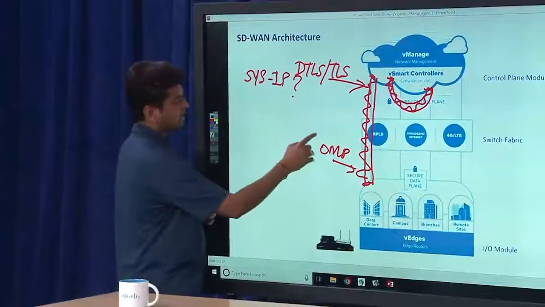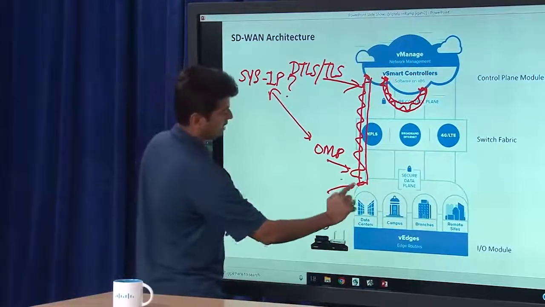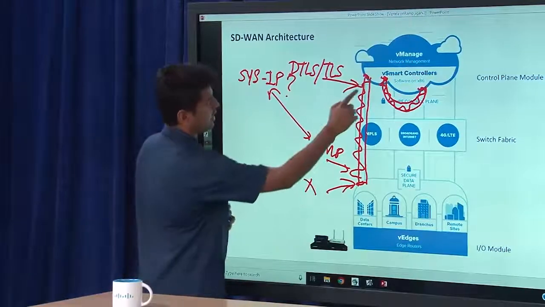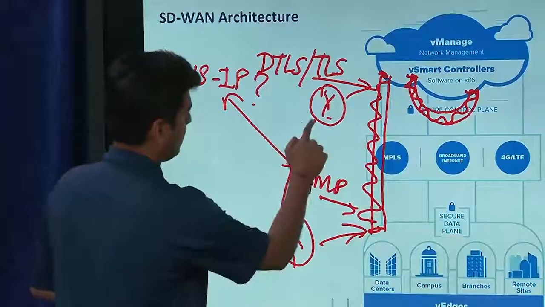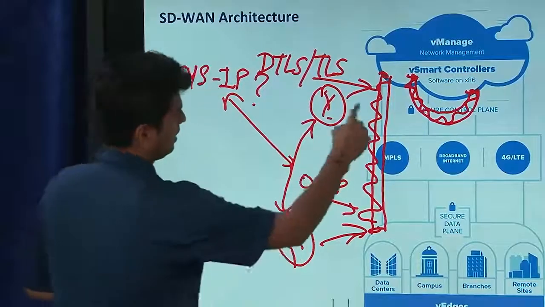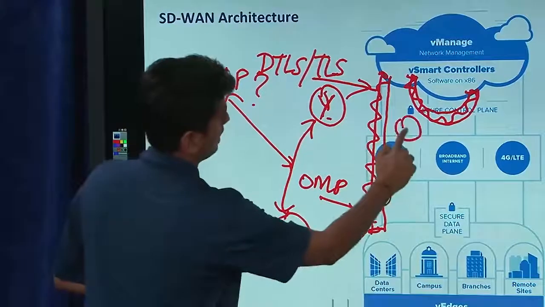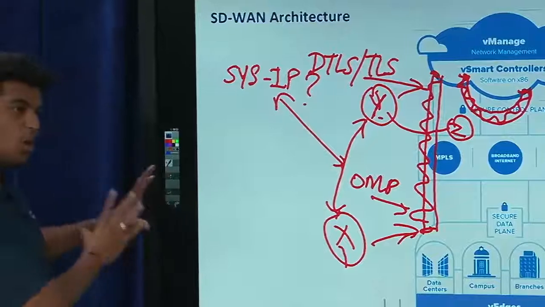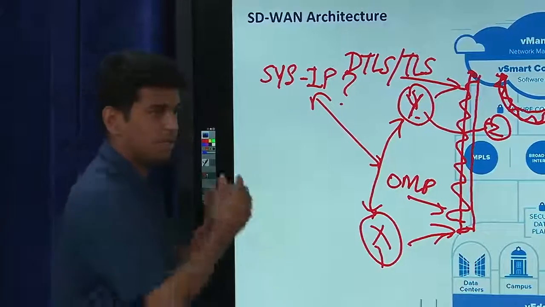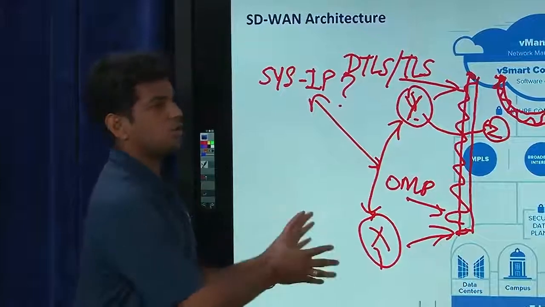So for OMP, the endpoints are nothing but system IPs. So a vEdge having system IP X with a vSmart having system IP Y will have an OMP connection between them. Similarly, a vSmart having system IP Y with a vSmart having system IP Z will have an OMP connection between them. So that's all you need for the OMP connection to come up: the endpoints as system IPs lying under the secure control connection.